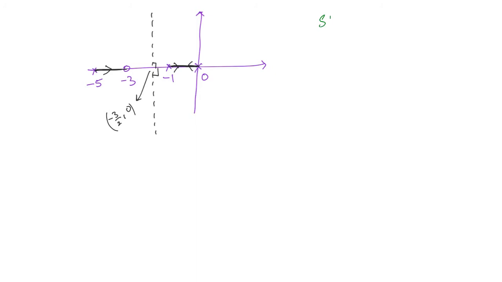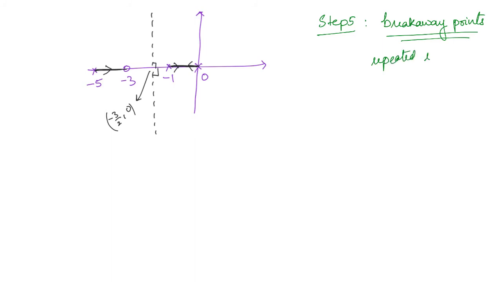The next step is to deal with the breakaway points. Firstly, what is a breakaway point? It is those points on the root locus which correspond to repeated roots, that is multiple order roots. How do we find the breakaway points? We have to differentiate k with respect to s and equate it to 0. This is how you will get the breakaway points.